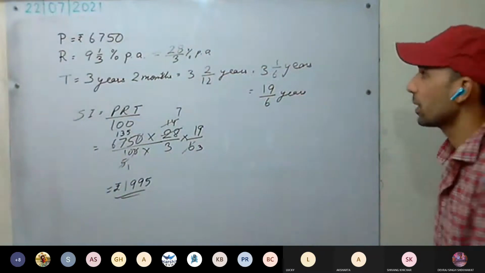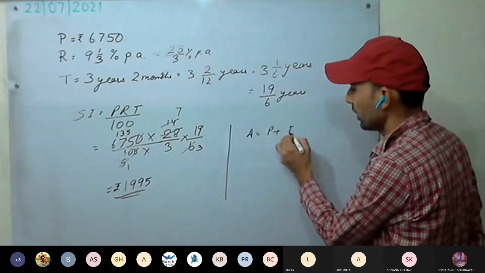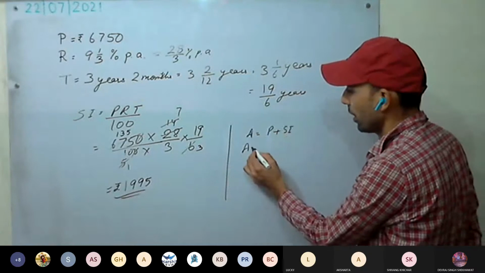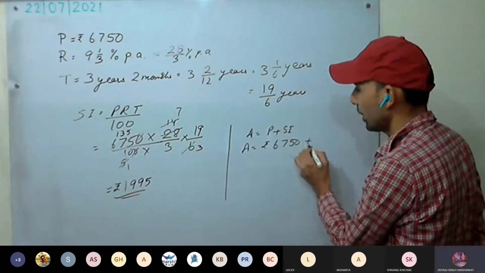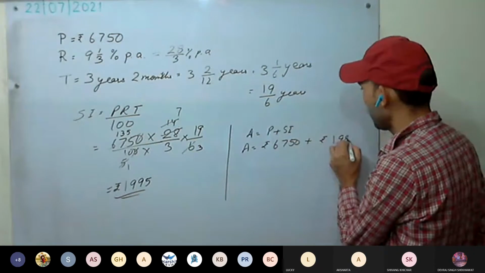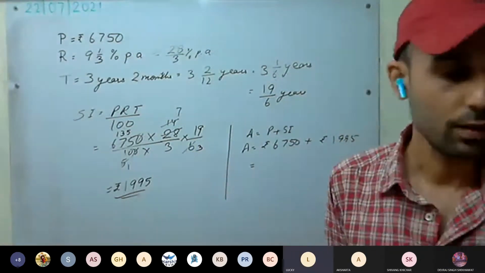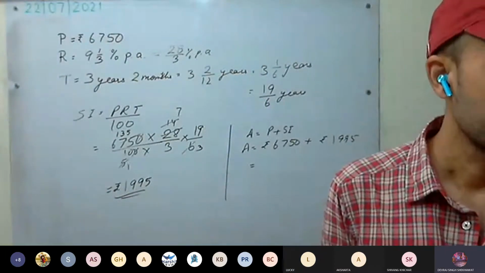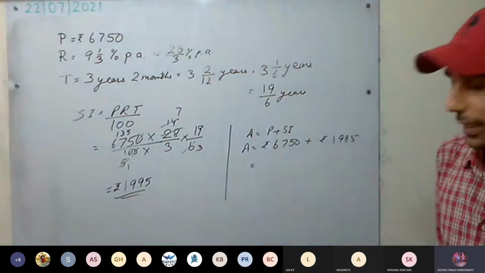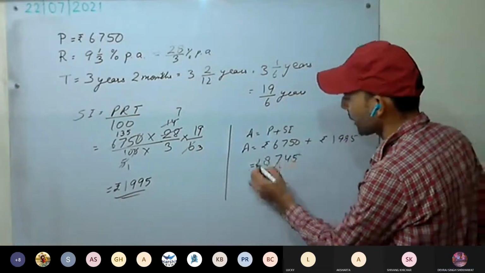Calculate the amount. Amount equal to principal plus simple interest. Amount equal to rupees 6750 plus rupees 1995. Calculate, everyone. 8,745. 8,745 is the correct answer.